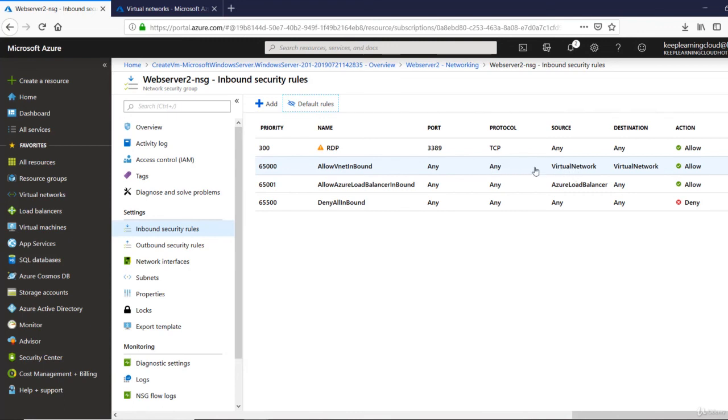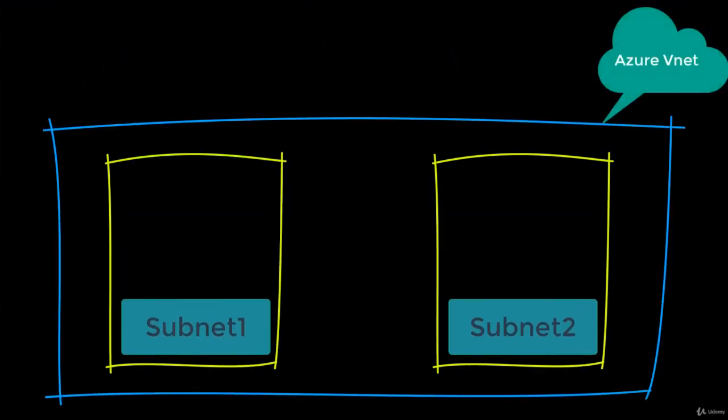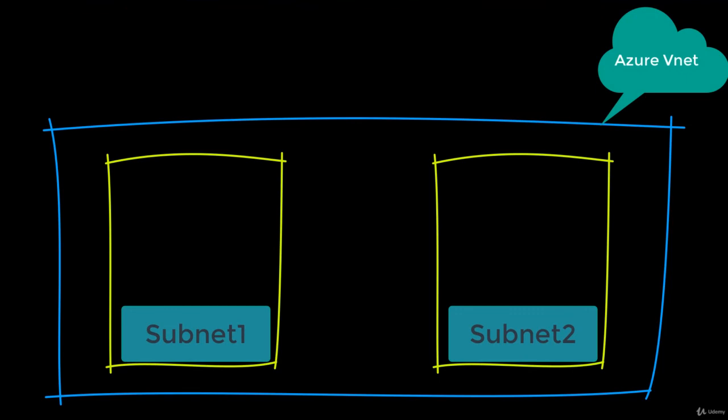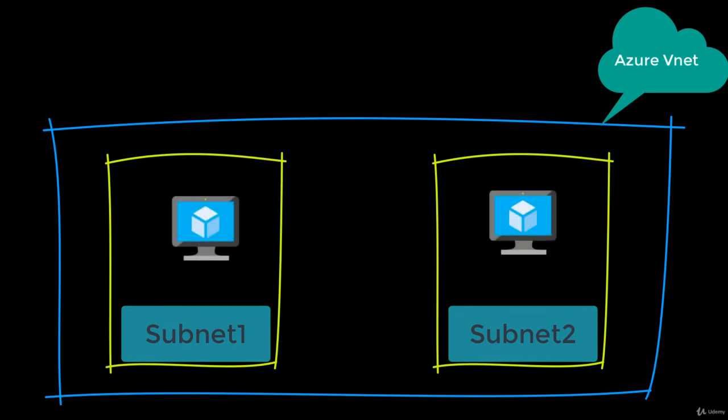At times, even after having this particular rule in place, the virtual machines may not be able to talk to each other because Windows has an inbuilt firewall. So you may have to allow a rule on the inbuilt Windows firewall, or specifically for ping connections, you have to allow ICMP.